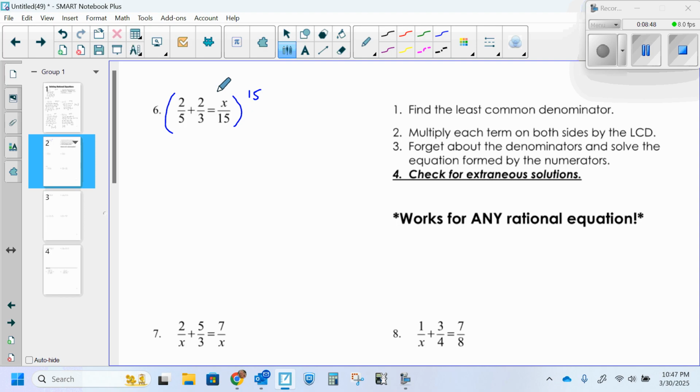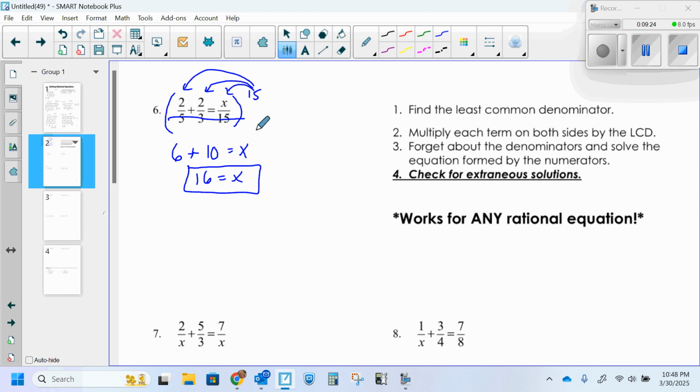And you're going to multiply every term by 15, and the denominators disappear. So 5 goes into 15 3 times. 3 times 2 is 6. 3 goes into 15 5 times. 5 times 2 is 10. 15 goes into 15 1 time times x. So what happens is that you get the denominators to go away, and you'll have no more fractions. And there's no domain restriction, so this is your solution.